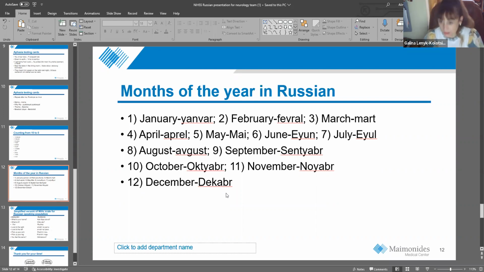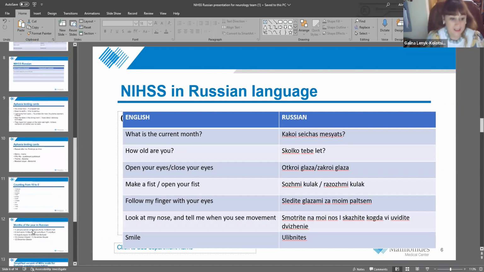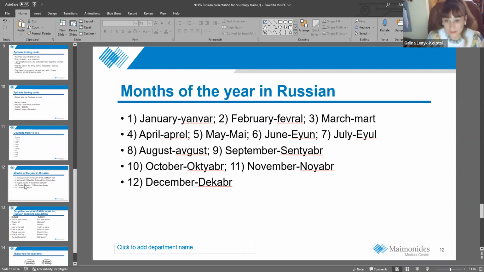June is июнь. July is июль. August is August. You see how similar the sounds are. September, сентябрь. October, октябрь. November, ноябрь. December, декабрь. Most of the months are very easy. So if you know this, какой сейчас месяц, what is the current month? And the patient tells you январь, you already know it's January. Or March. See how similar?